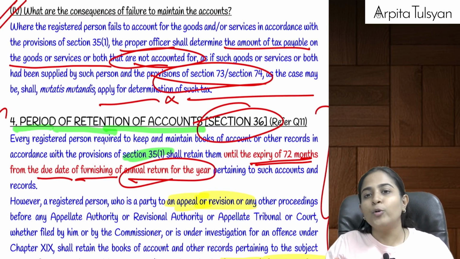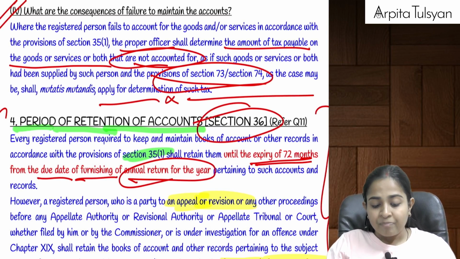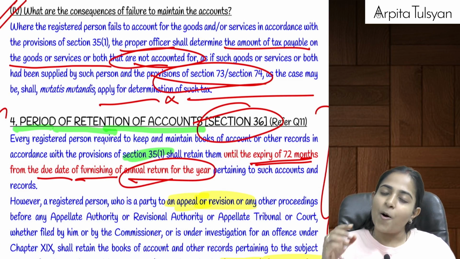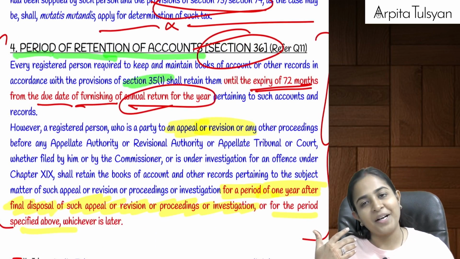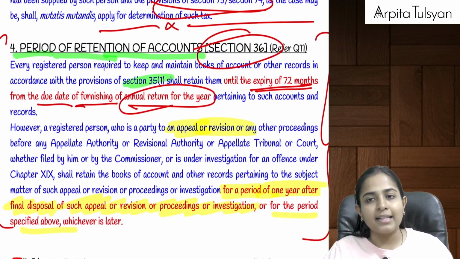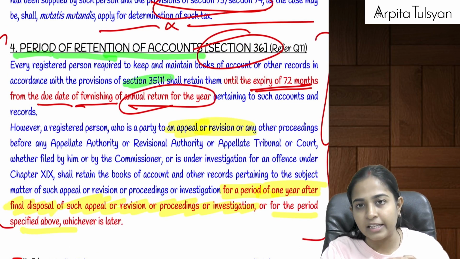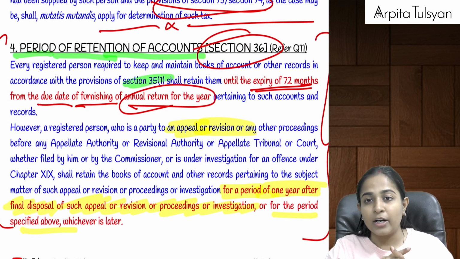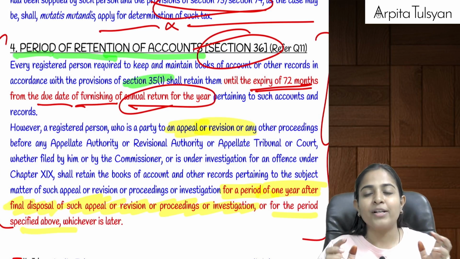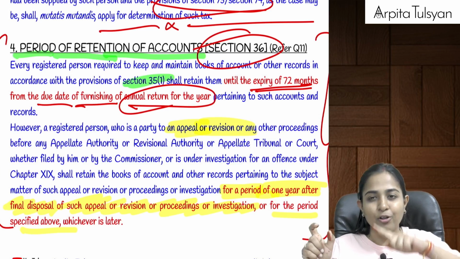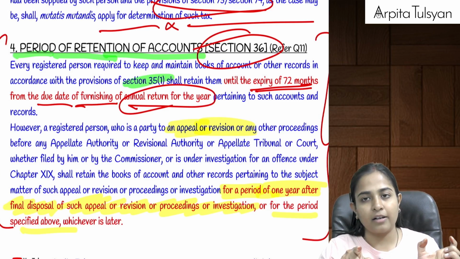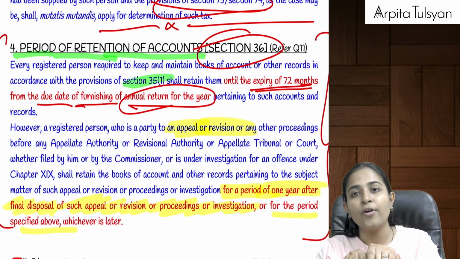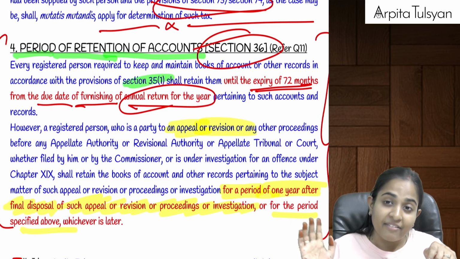Now, what if you do not maintain these accounts? In that case, if there are any goods which are not accounted for, the officer is going to calculate the tax payable directly, and sections 73 and 74 shall become applicable. Whatever books and records you have maintained under section 35 have to be retained for a period of 72 months. That is 72 months from the due date of filing the annual return for that financial year. For that particular financial year, there will be a due date for furnishing the annual return, and from that due date you have to maintain the records for 72 months.